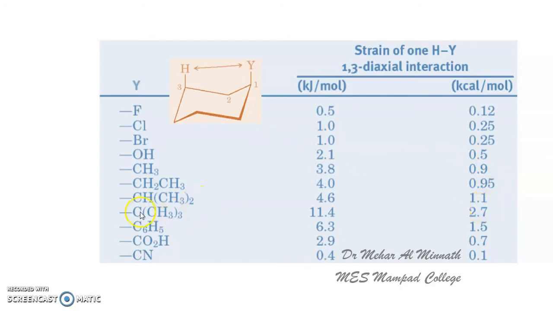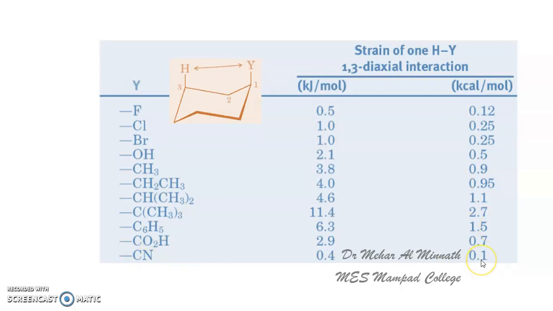Now when you go to the tertiary butyl group, the energy associated with it is 2.7 kilocalories per mole for one single 1,3-diaxial interaction. Similarly, there will be two 1,3-diaxial interactions. So you can see that among all these listed substituents, the highest energy 1,3-diaxial interaction is shown by the tertiary butyl group. Then comes 1.5, that is the phenyl group, and then comes 1.1, that is the isopropyl group. It is because these groups are bulky that they show such a huge energy associated with 1,3-diaxial interaction.